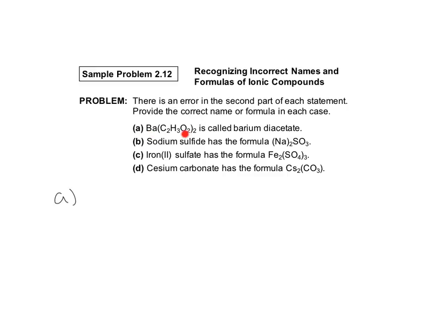We have barium, and then this is going to be one of those polyatomic ions. This is acetate, right? Barium has a +2 charge, and if you look at table 2.5, acetate is going to have a negative charge. So the name is going to be incorrect here. The first thing they have listed is barium, and we know that part's correct, because barium is the cation. It has a 2+ charge. So I'm going to go ahead and write that down.